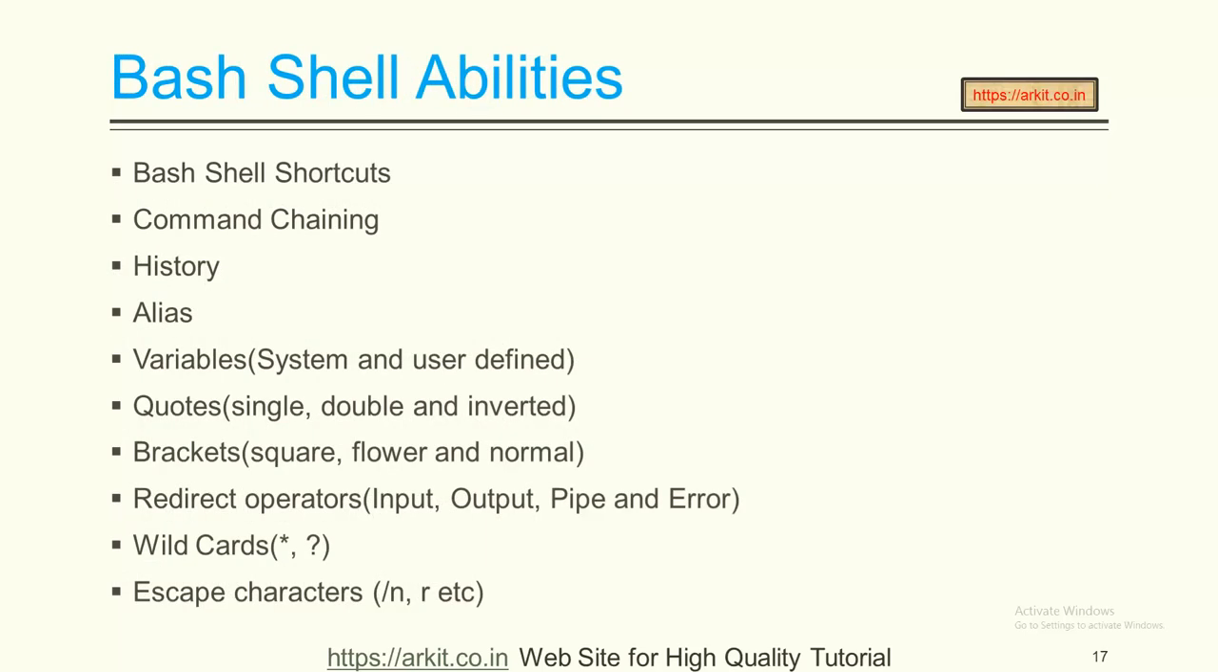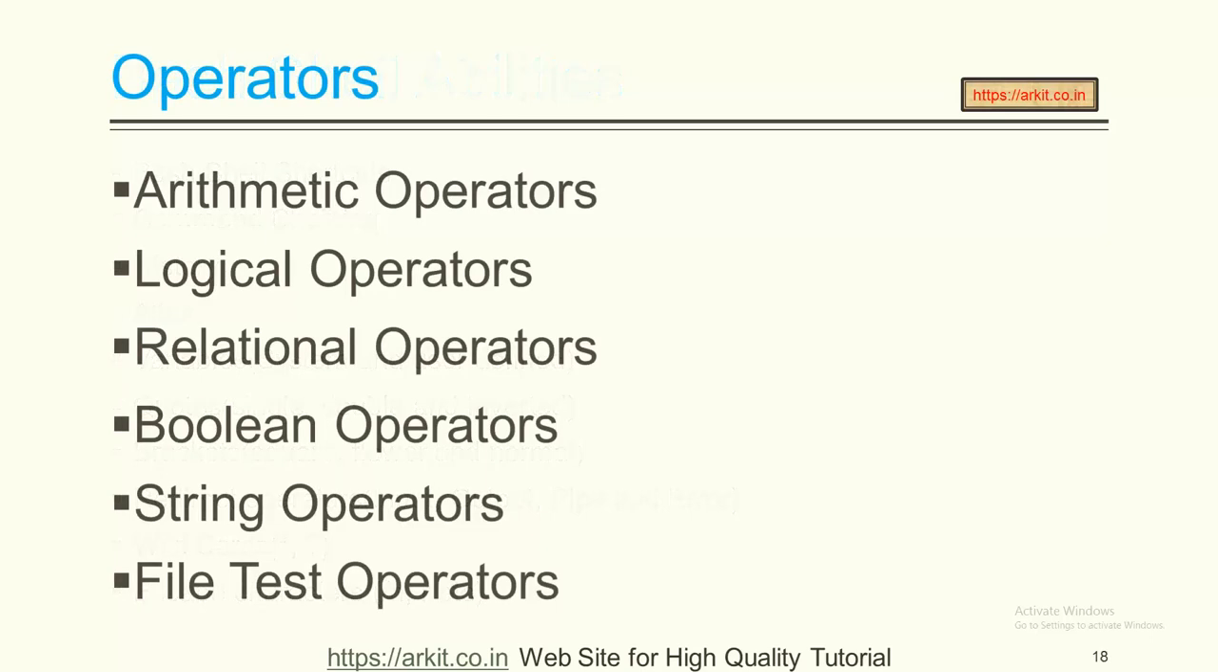So bash shell abilities, shell shortcuts, command chaining and alias creations, variables. The basic stuff here is the quotation marks, which are very important in a programming language: if you miss a single closing brace or closing quotation mark, the program will not execute. Redirecting the input and output, piping the errors to different files and logging the errors. Escape characters and wildcard characters.